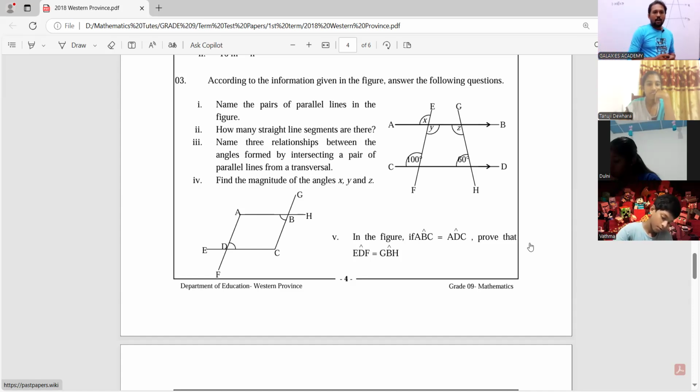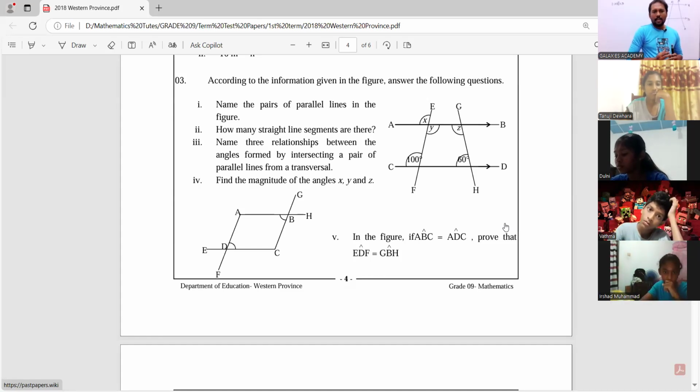Then second part, how many straight line segments are there? How many straight line segments? 4 straight line segments, no? A, B, C, D, E, F, G, H. 4. Name 3 relations between the angles formed by intersecting a pair of parallel lines by a transversal. Name 3 relationships. Right? 3 relationships.